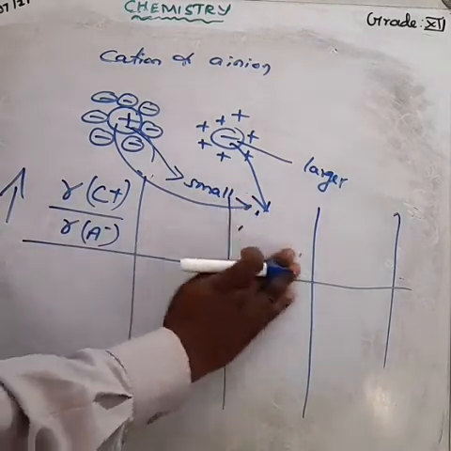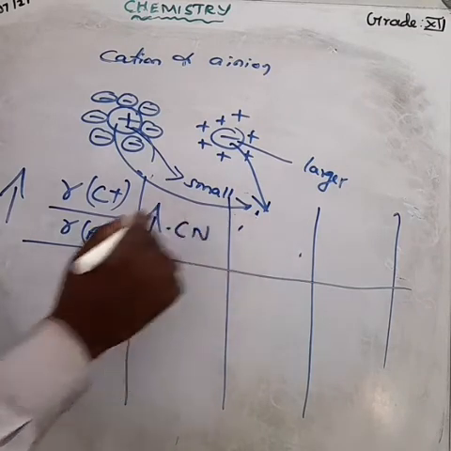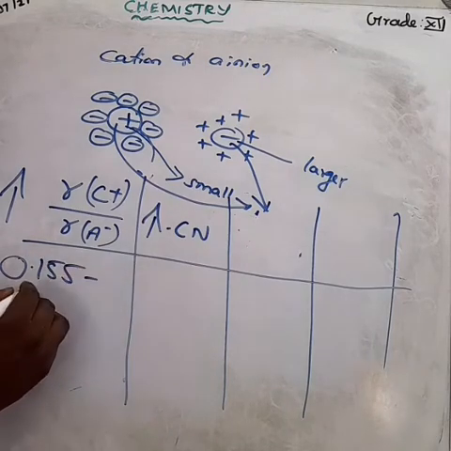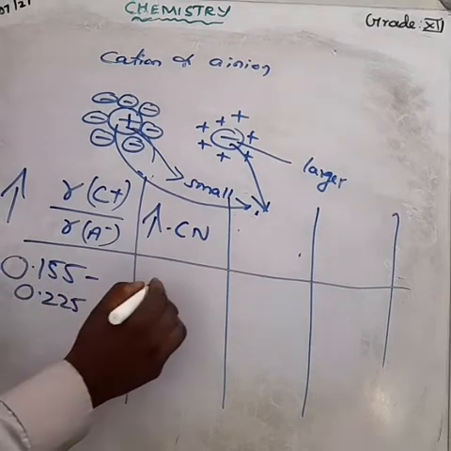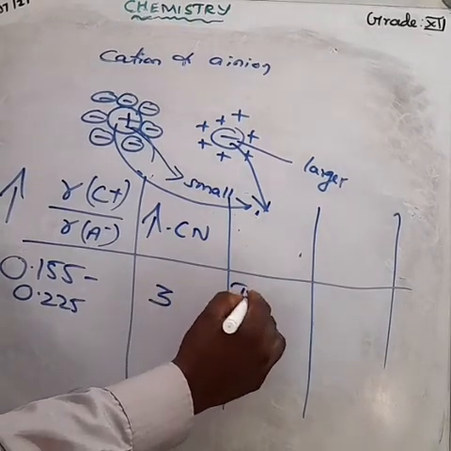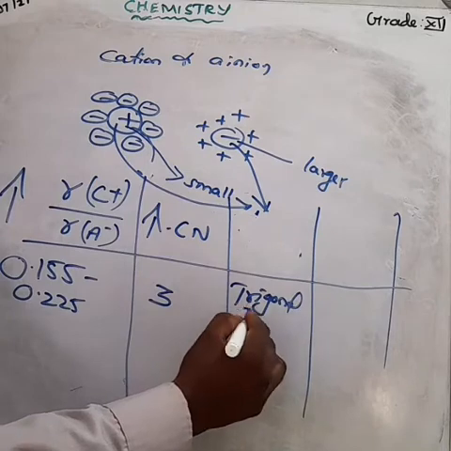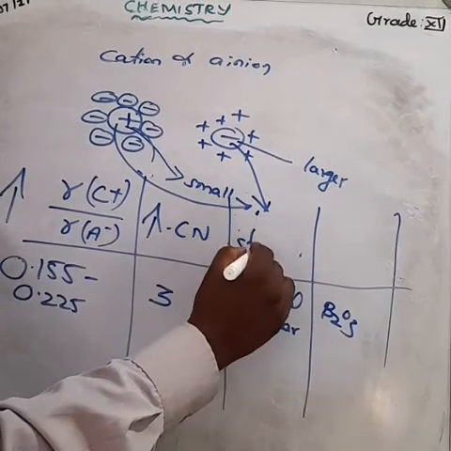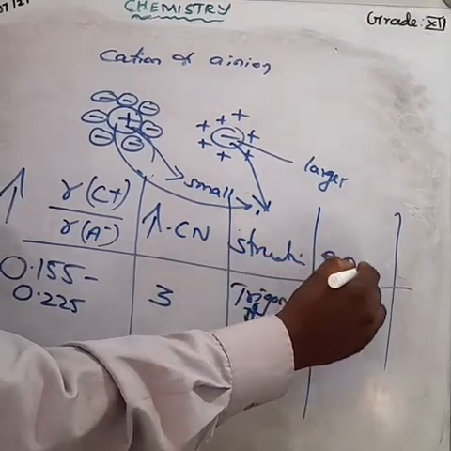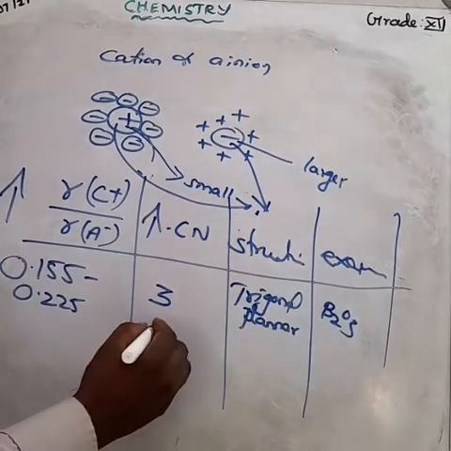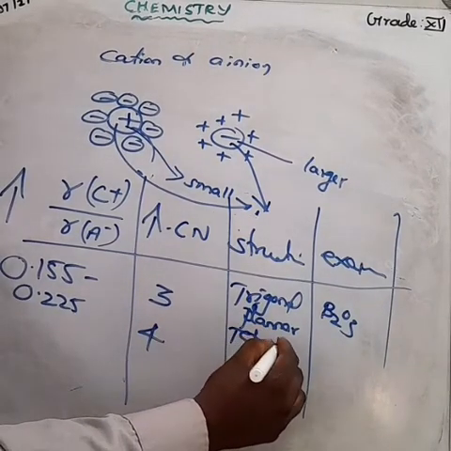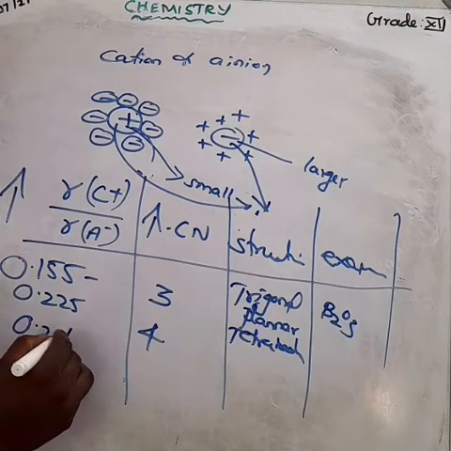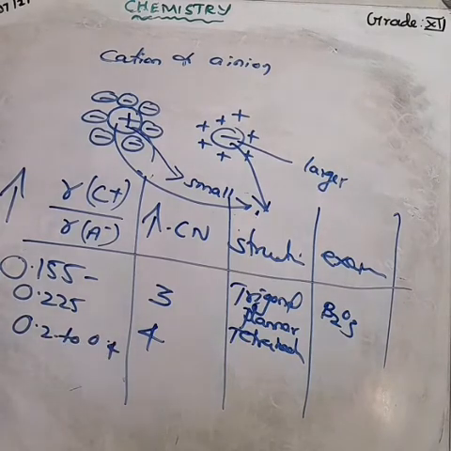Try to understand these theoretical values. The range 0.155 to 0.225 has coordination number 3. If the coordination number is 3, don't forget that the structure is trigonal planar. The example is B2O3, boron trioxide. Next, the range 0.225 to 0.414 has coordination number 4, which means tetrahedral.